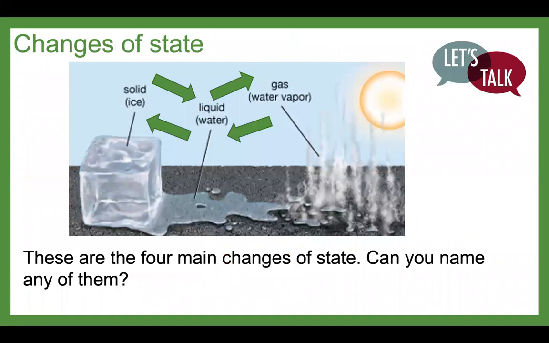So let's have a look at changes of state. There are the 4 main changes of state. Can you name any of them? Pause the screen. Okay, let's see how you did. We had melt, boil, condense, and freeze. Those are the 4 main changes of state: melt, boil, condense, and freeze.